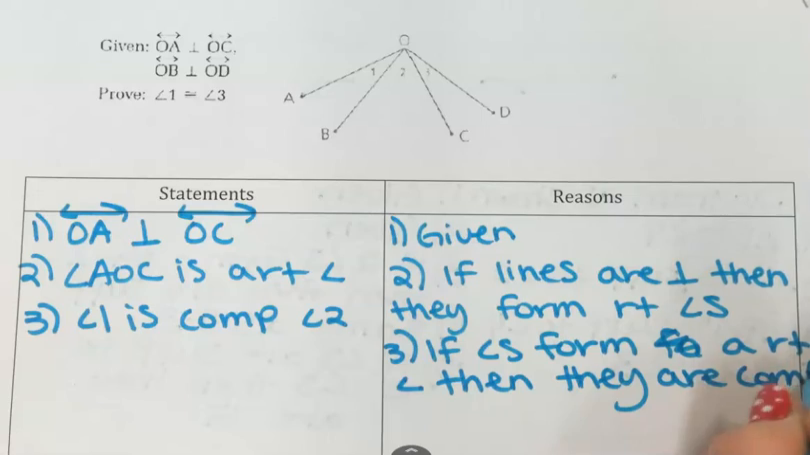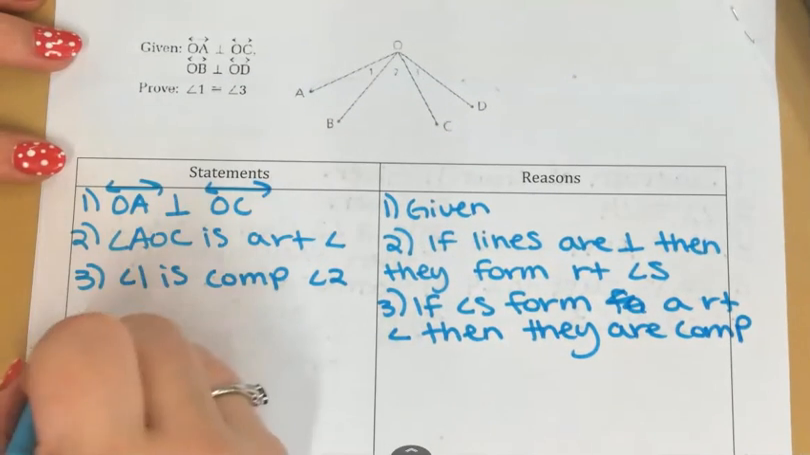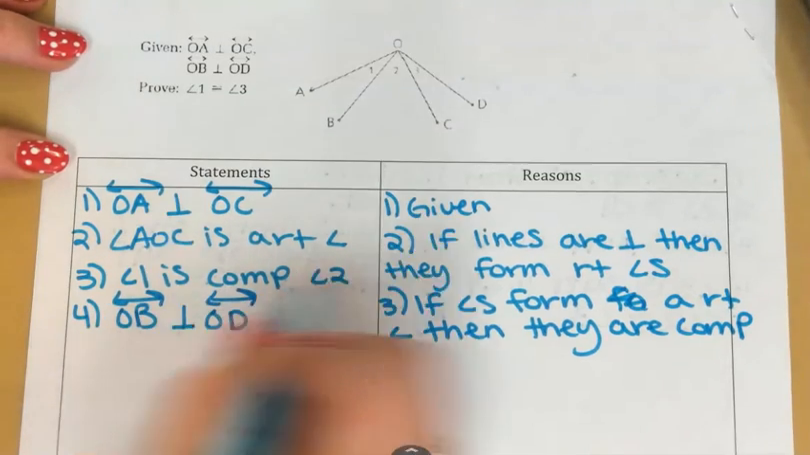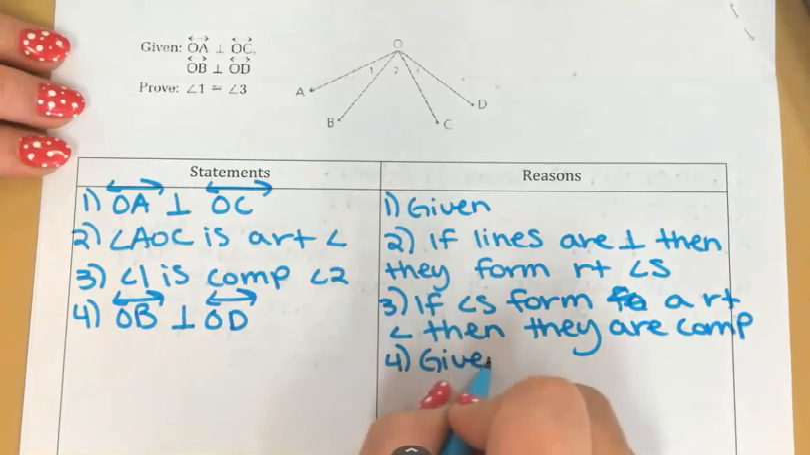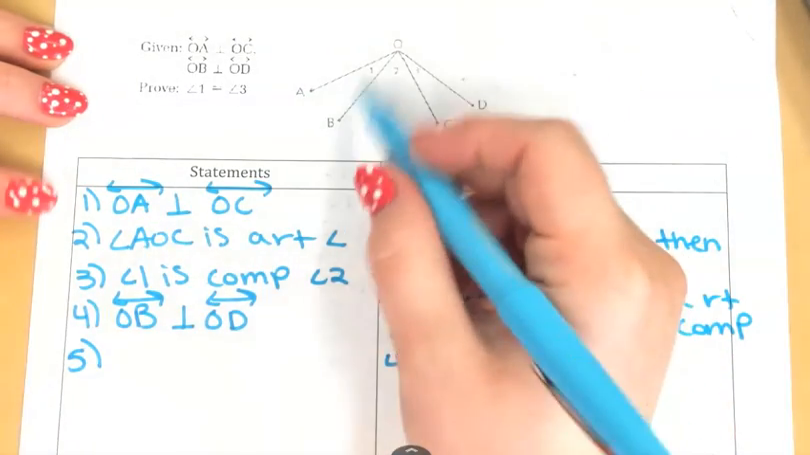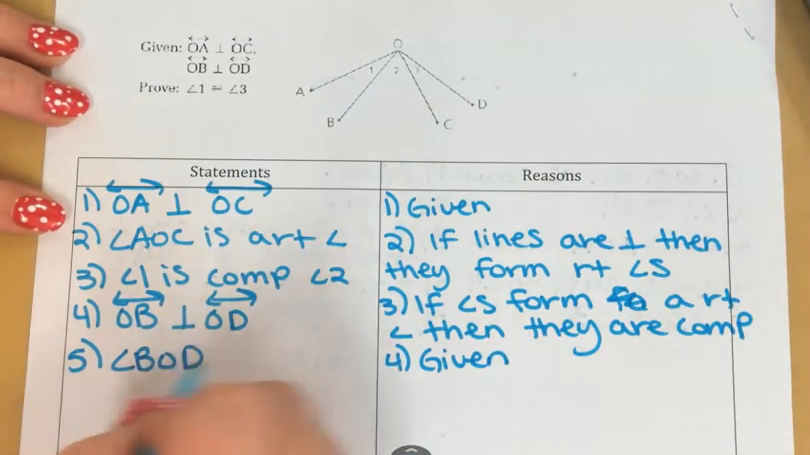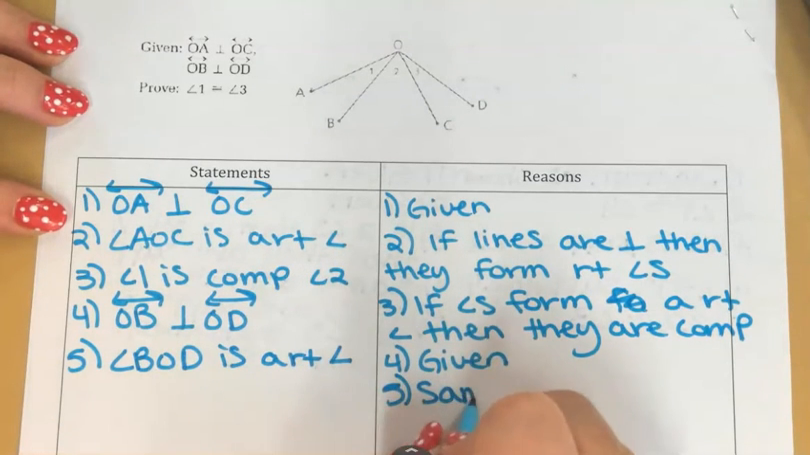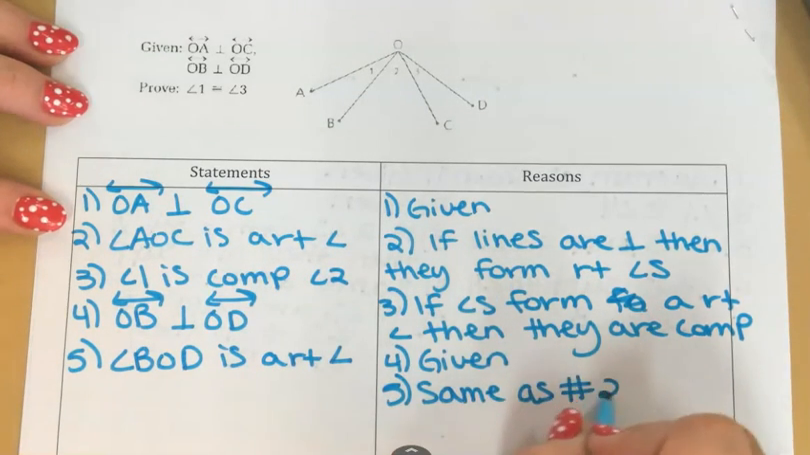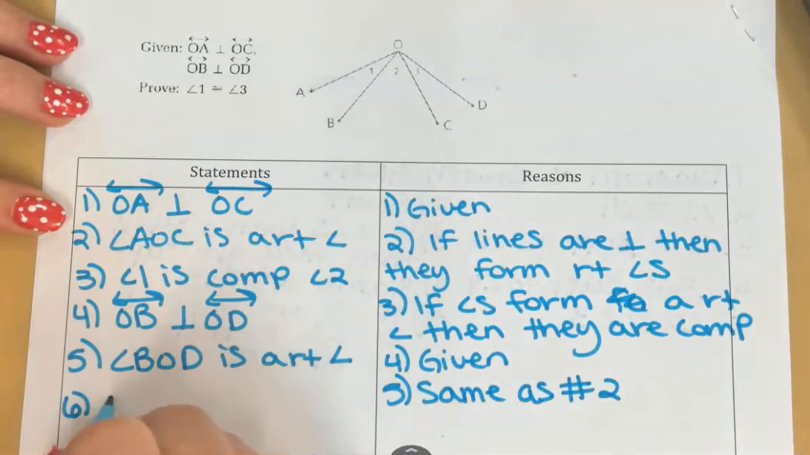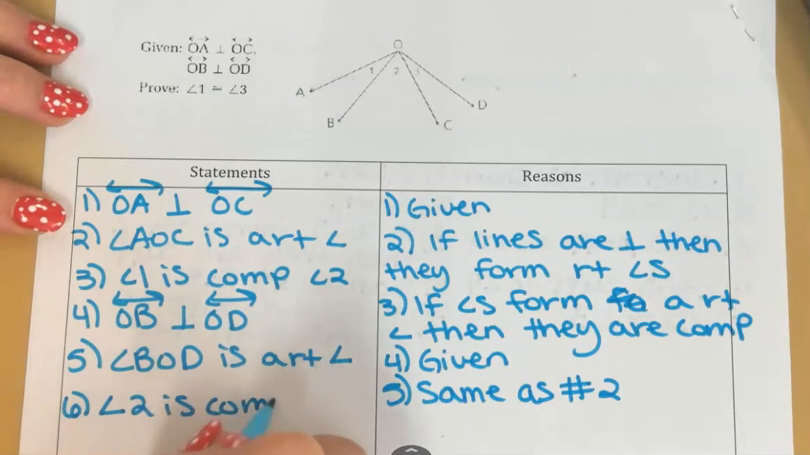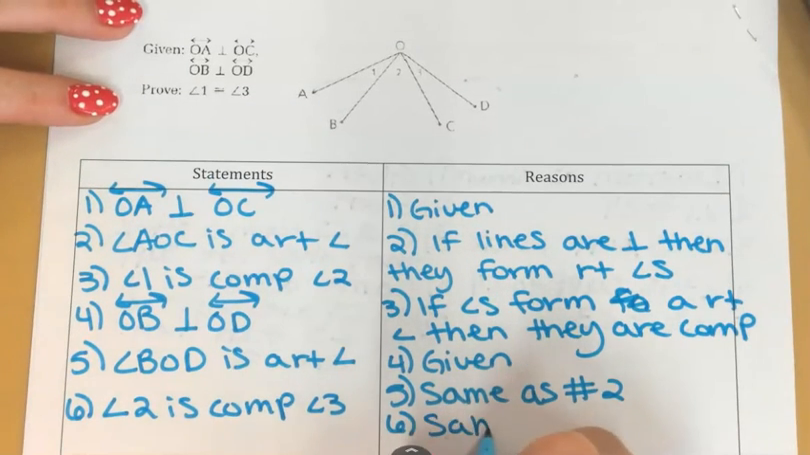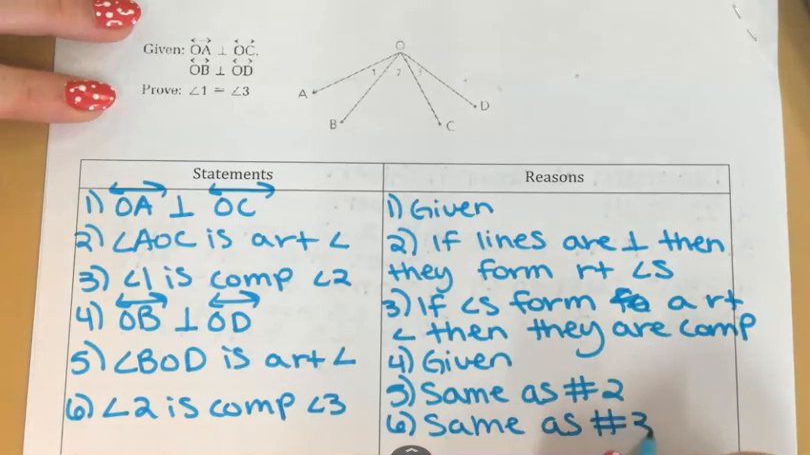So that was only one of my pieces of given information. I had one more. I also know that OB is perpendicular to OD. That was given. So similarly, that is going to mean that the resulting angle BOD is a right angle. And how do I know that? That is going to be the same as number 2. So what that means there then is that angle 2 is complementary to angle 3, and that reason is going to be same as number 3. If two angles form a right angle, then they are complementary.